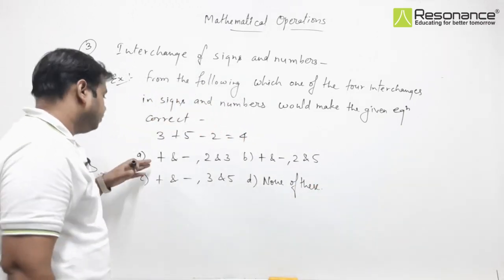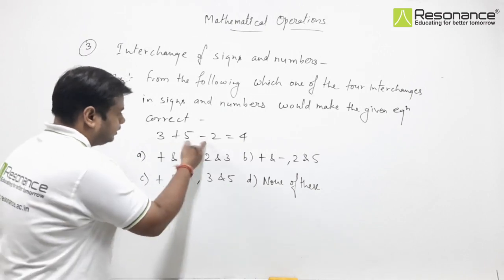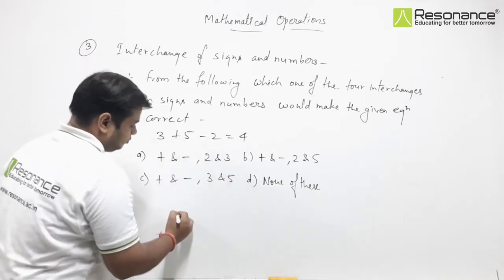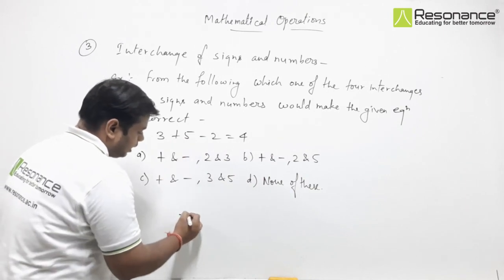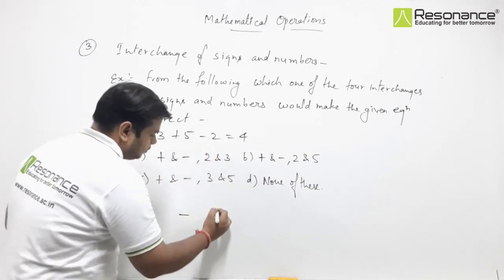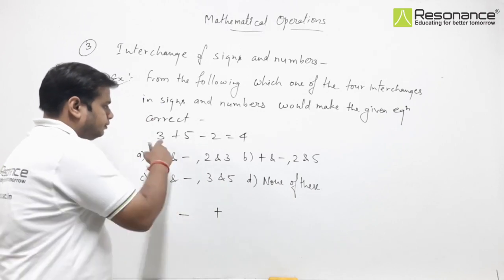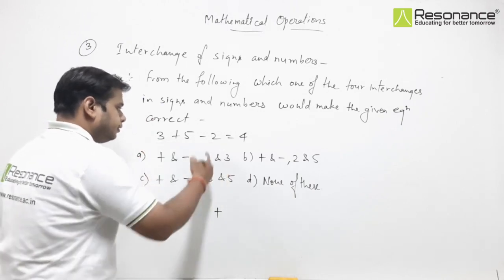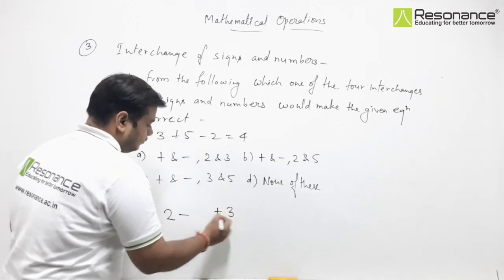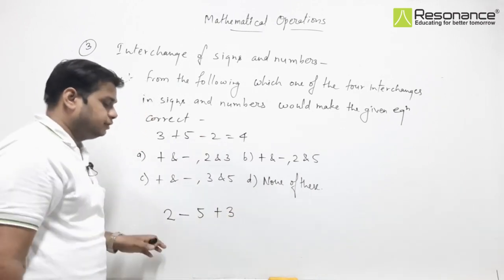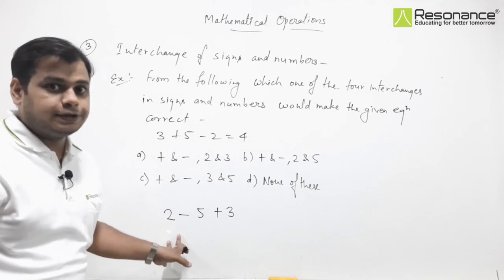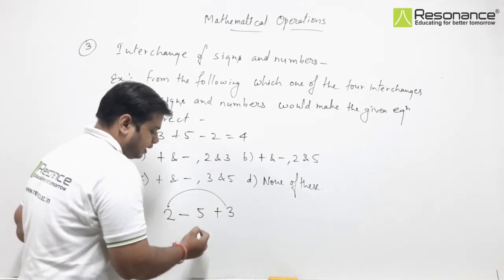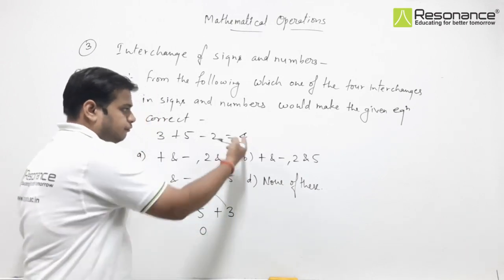So let's do the first one. Plus and minus is interchanged in all the options. So in the place of plus, minus will be, and in the place of minus, plus will be. 3 and 2 will be interchanged. So in the place of 3, 2 will be here, in the place of 2, 3 will be here, and 5 is here. It will not give us the correct result. Why? Because 2 plus 3 becomes 5 and 5 minus 5 becomes 0. But we have to find 4.